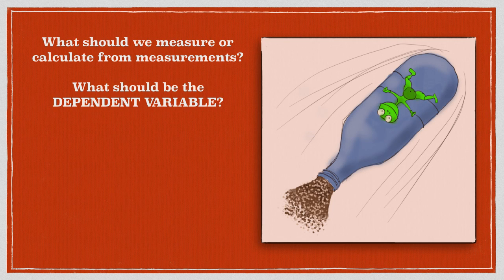What should we measure or calculate from measurements? What would be the dependent variable? Again, I think this is an obvious one. It would be the height that the ball or the frog travels upwards. And that would be measured in meters.